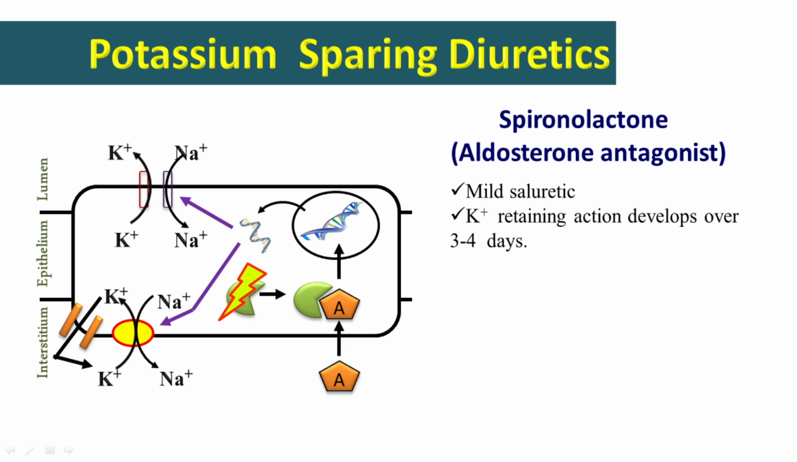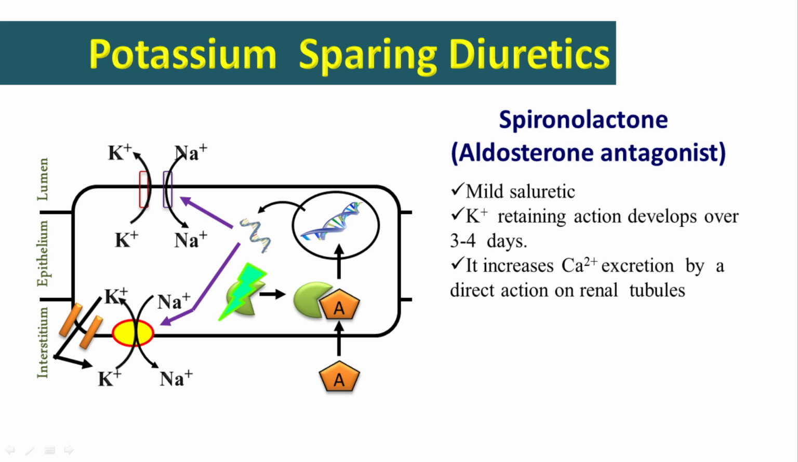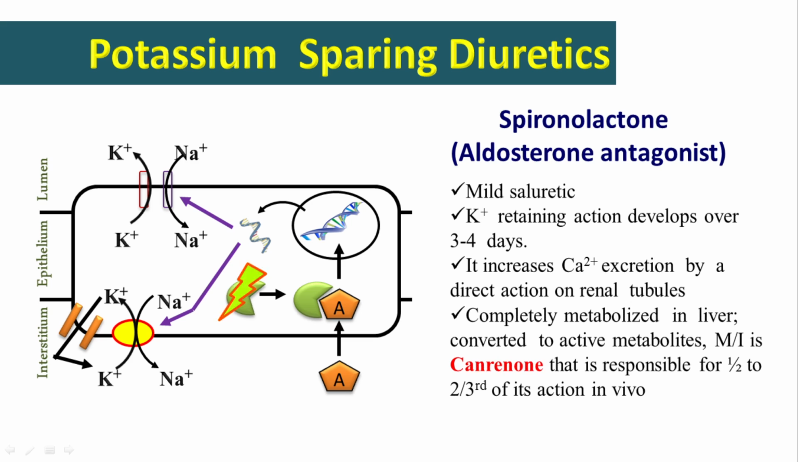aldosterone induced proteins are eliminated. They are out. They are no longer functional. And as a result, sodium reabsorption will not happen and potassium excretion will not happen. So this potassium retaining action will take a few days to develop. We have also noticed by some direct action on renal tubules, spironolactone increases calcium excretion.